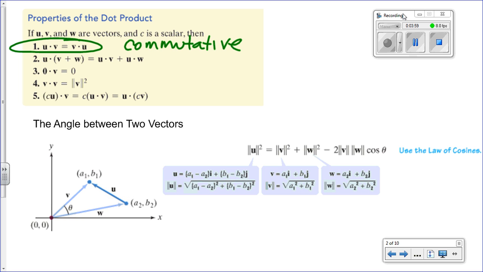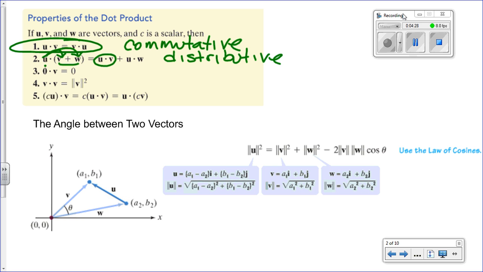The second one is the distributive property, and that means that if you're adding two vectors and you want to dot one vector times the sum of the other two, you could distribute that one by doing the dot product of U dotted with V, and then similarly the dot product of U dotted with W. And so this one is a representation of the distributive property.